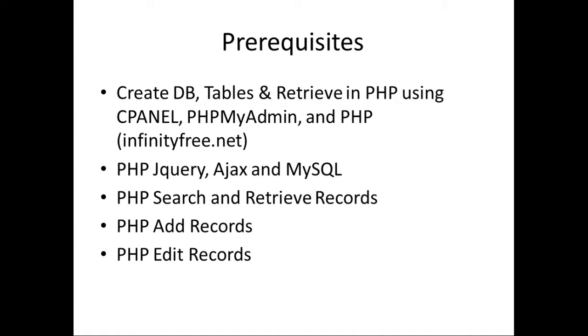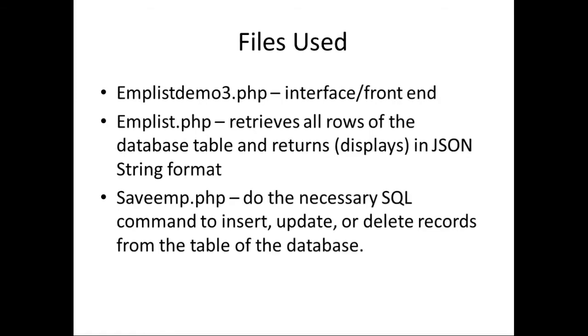So for the files used, I have the emplist demo3.php, which is my interface or my front end. And of course, that is where we can find our jQuery, Bootstrap, and HTML. And I have emplist.php, which retrieves all rows of the database table and displays the result set in JSON string format. And then I have my saveemp.php, which will do the necessary SQL command to insert, update, or delete records from the table of the database.